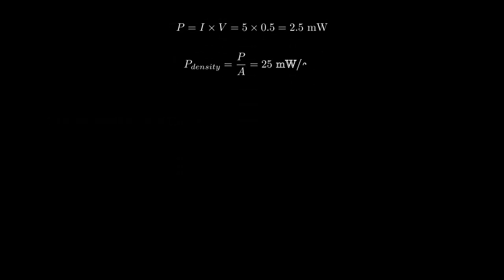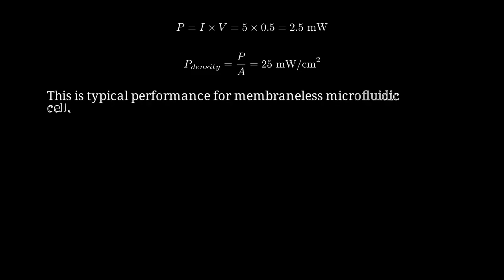Power density equals power over area. 2.5 milliwatts over 0.1 square centimeters equals 25 milliwatts per square centimeter. This 25 milliwatts per square centimeter is representative of current membraneless microfluidic fuel cell technology. Let's quantify the relationship between flow rate and efficiency.